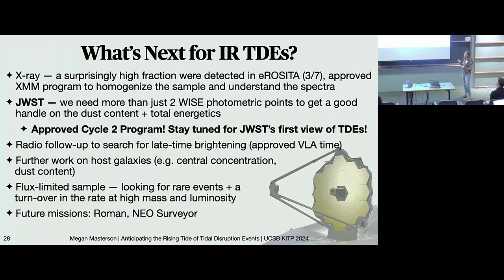We're also working on doing radio follow-up with the VLA, and we're doing more work on host galaxies, looking at central concentration, et cetera. And then, importantly, we need to go to larger distances in order to be able to see these rare events that will show us that turnover at high luminosities, at high black hole masses. So we're working on a flux-limited sample as well. So my takeaway from this is just that there is a lot left to do, and it's an exciting time to be working on infrared TDEs.